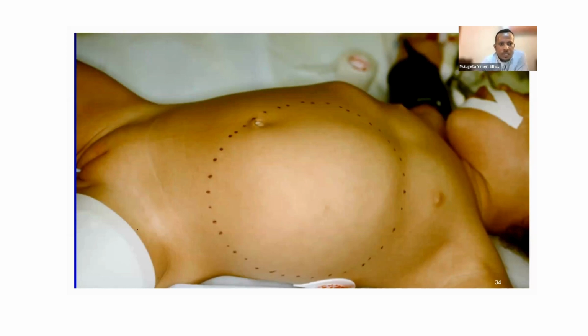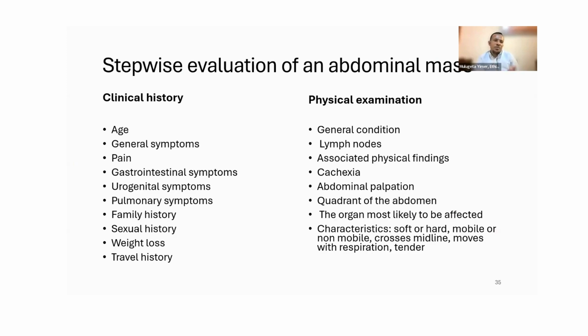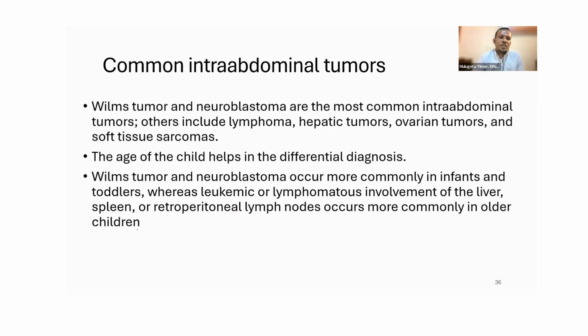And after this, what are the common intra-abdominal tumors? So we have limited tumors. Majority are non-malignant, we have said, but if it's malignant, this could be lymphoma, or if it's in the right and upper part of the abdomen, it could be liver tumors, like hepatoblastoma if it's young, or hepatocellular carcinoma if it's an older child. Ovarian tumors can present as a pelvic mass, and sarcomas as well can present in the lower part of the abdomen. So age is very important.